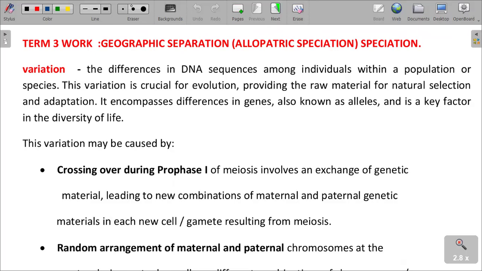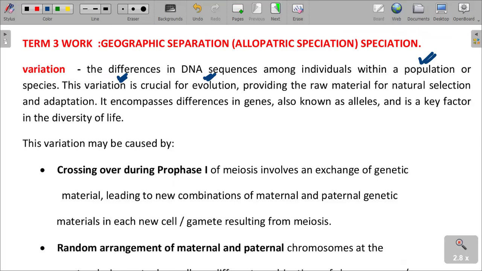Remember, when we are looking into a population or a species, we are looking at organisms that are able to interbreed, that have got the same genome, and as a result, they are identical. So what we are saying is that differences in the DNA sequence among individuals within a population or species is what we call variation. It is very crucial for evolution. Remember, we are still under evolution. So variation is actually one key factor that is responsible for evolution.